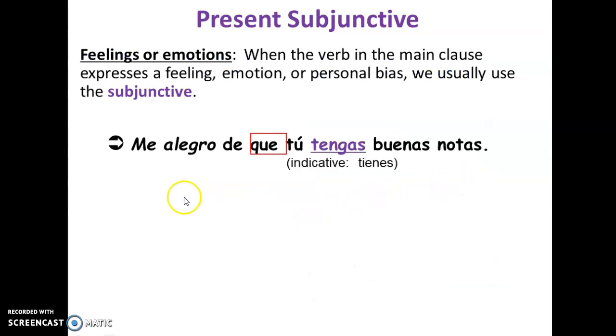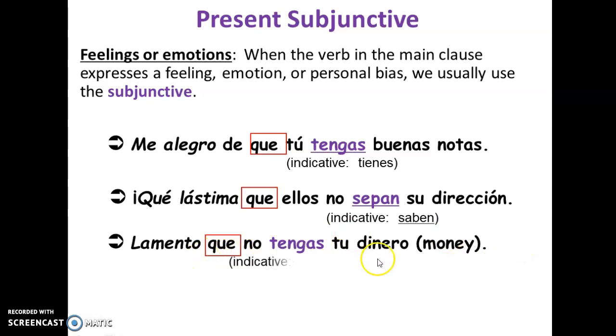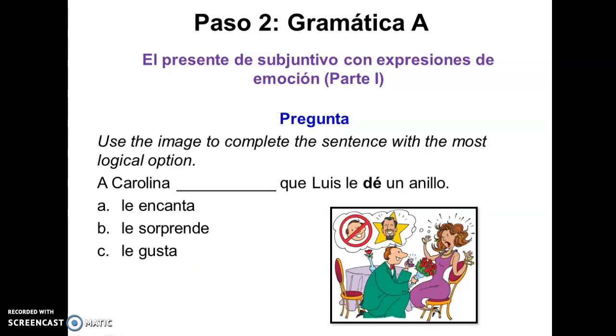And now, feelings and emotions, just examples. Me alegro que tú tengas buenas notas. Qué lástima que ellos no sepan su dirección. Lamento que no tengas tu dinero. And here's an example. Then the question, Carolina, something with the reaction. Is she surprised? Does she love it? Or does she like it? In this case, she's surprised. Le sorprende que Luis le dé un anillo.